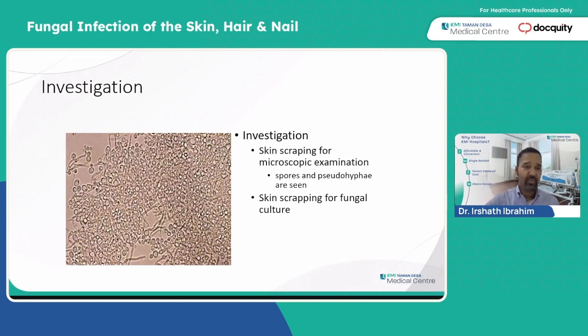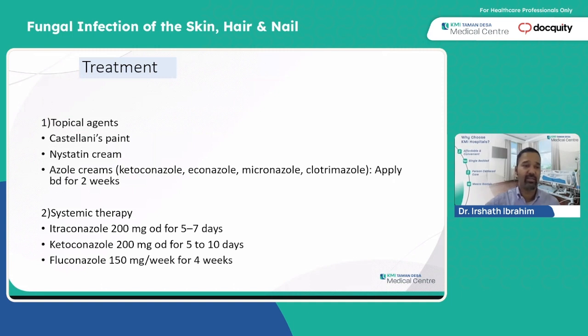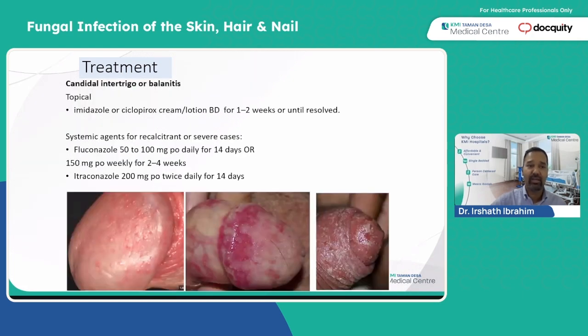And this is the treatment for candidiasis. Fluconazole is slightly better than itraconazole in terms of response, so you can opt for fluconazole or itraconazole. And then the topical creams are the common ones that we usually use, miconazole or clotrimazole. For Candida intertrigo or balanitis, you need to give itraconazole or fluconazole slightly longer, up to 2 weeks. It's either fluconazole 100 mg daily for 2 weeks, or 150 mg weekly for 2 to 4 weeks, or itraconazole 200 mg twice a day for 2 weeks.